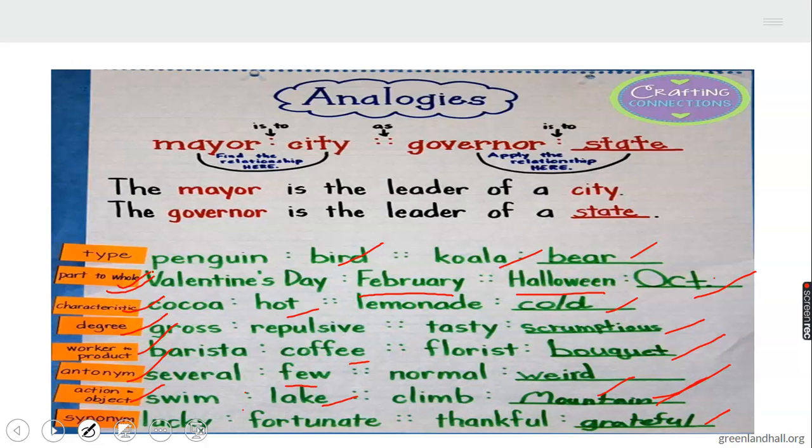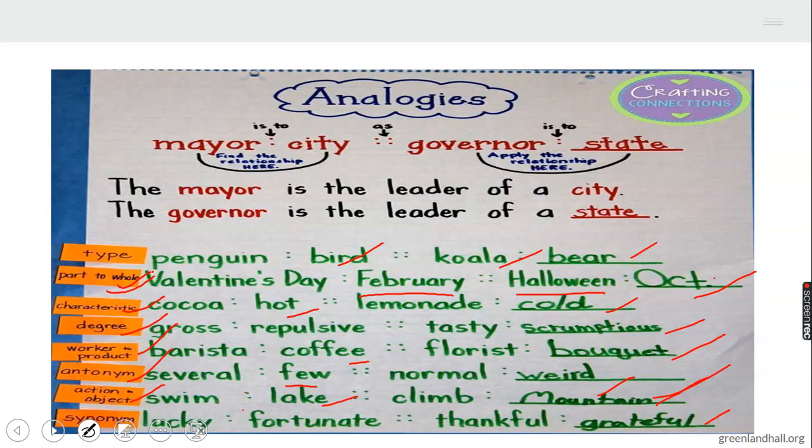that's penguin is a bird. That's a part of an animal, that's a bird. Color is a bear. Then, characteristics, that's cocoa is always hot. That's characteristics of cocoa is hot. Why? Lemonade, the feature of lemonade or the characteristic of lemonade is that it's cold.